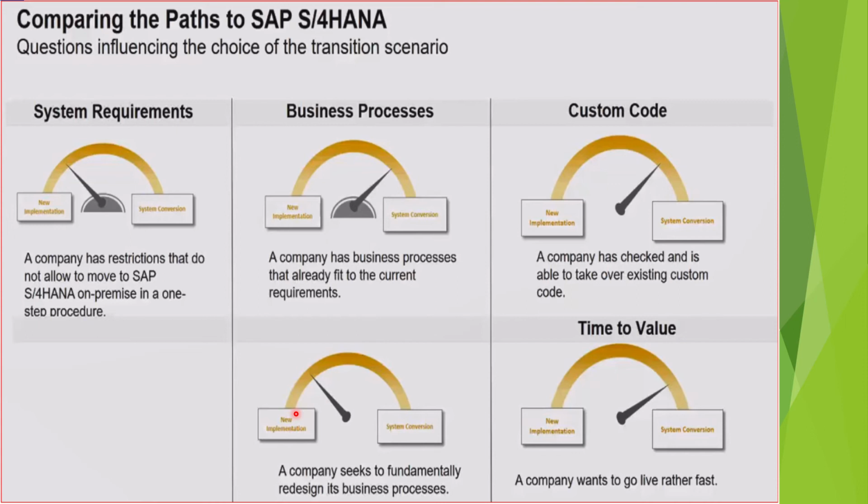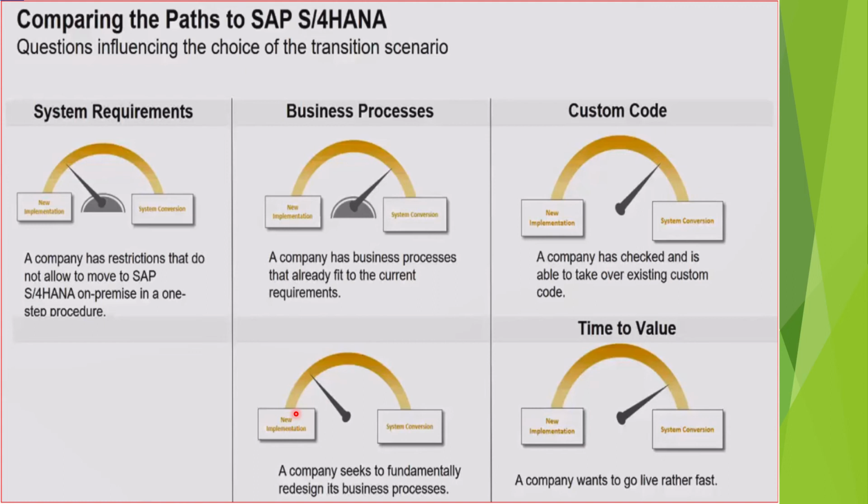So like, suppose you have some custom codes, and you want to move on to S4 HANA, so you want to check whether those codes are not affected, and you can very well use them in S4 HANA, and there is no table or any database table which is used in the custom code. So in that case, you can go for the system conversion, right?